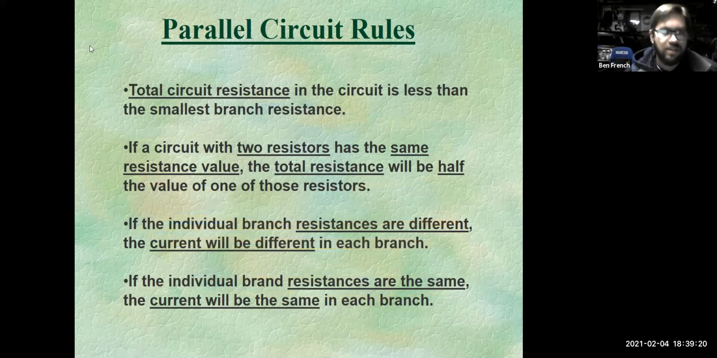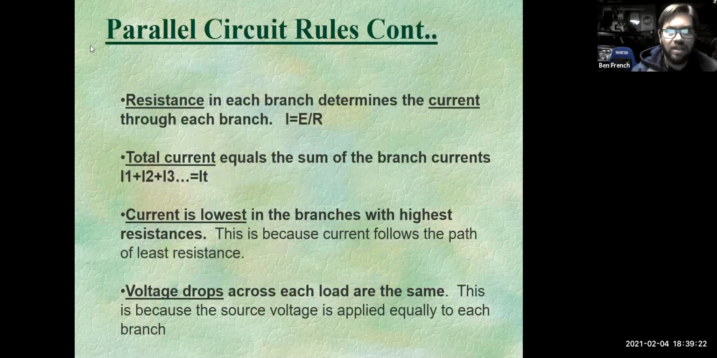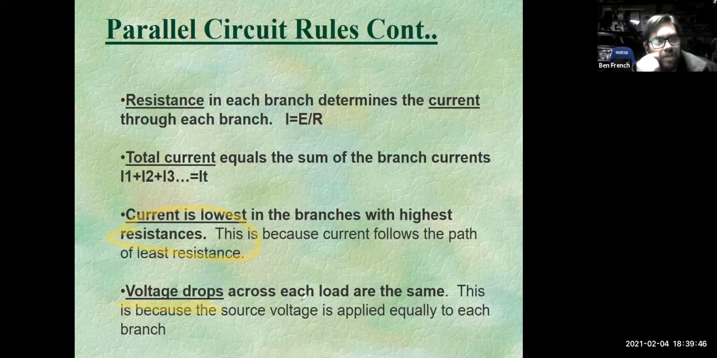Okay, moving right along. So resistance in each branch determines the current. Current's lowest in the ones with the highest resistances, right? That's just Ohm's law. Of course, each one's receiving full source voltage so the voltage drops across each load are the same. So no longer do the sum of the voltage drops equal source voltage because we're not doing series anymore. This is a parallel deal. So it's a different set of rules here.